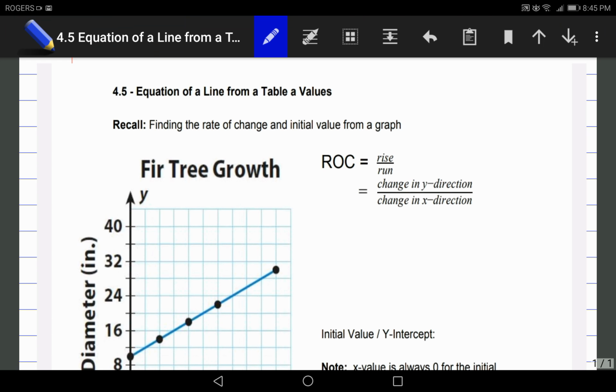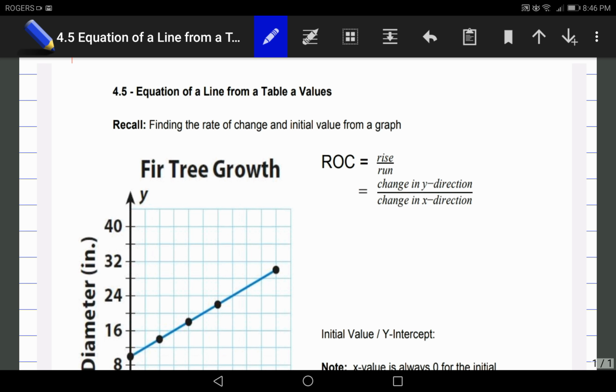Okay, moving on to lesson 4.5, we will be discussing the equation of a line from a table of values. So, if we recap what we've done so far, we have found the equation of a line from a graph back in section 4.3. In section 4.4, we found the equation of a line from a description. Okay, so from a word problem, we were able to make an equation of a line. In section 4.5, all we're going to be given is a table of values, and we are going to calculate the equation of a line from a table of values.